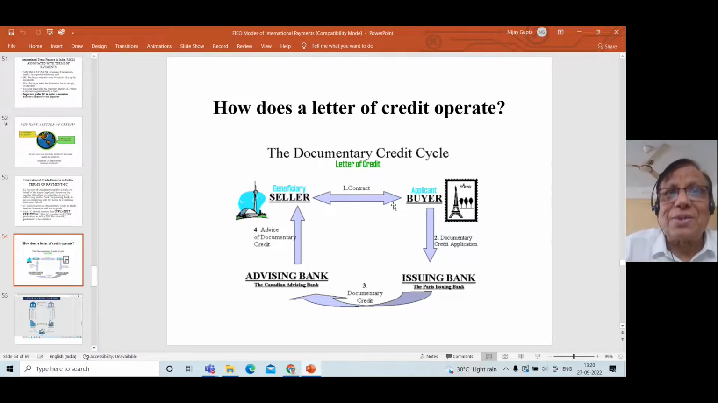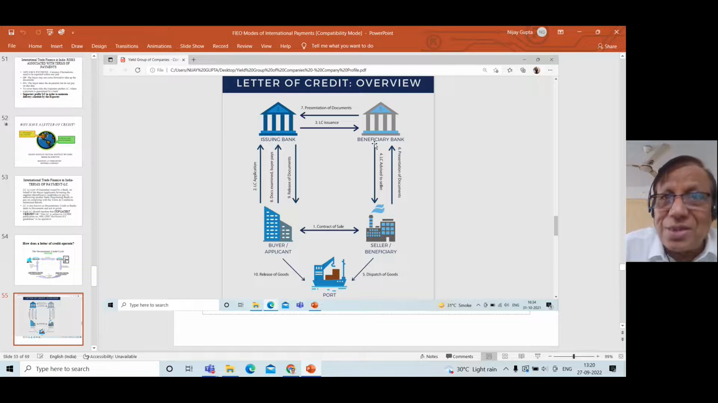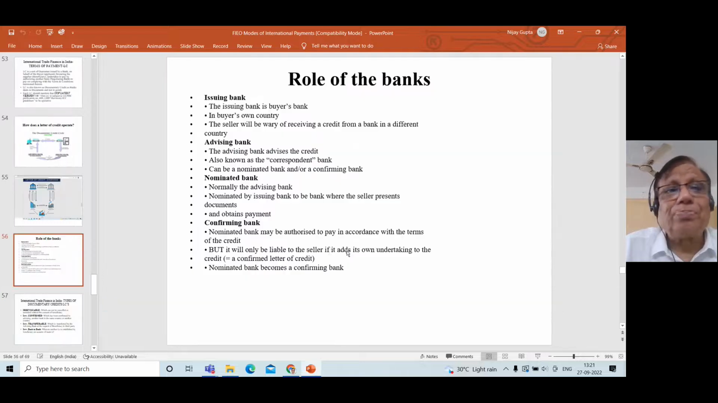Let us see another chart also. You can look at this here, as per the contract, the applicant makes a request to open the LC to his bank, and the bank issues the letter of credit. In turn, the LC comes to the beneficiary, that is the seller. Then he makes the shipment, and then he presents the documents to his bankers, and the documents go to the issuing bank. They present the documents to the buyer, the applicant, and in turn release the payment, and then the buyer goes and takes delivery of the goods. This is another way of understanding.